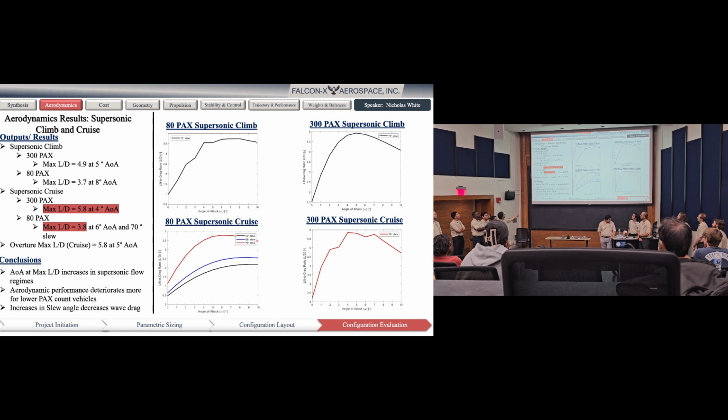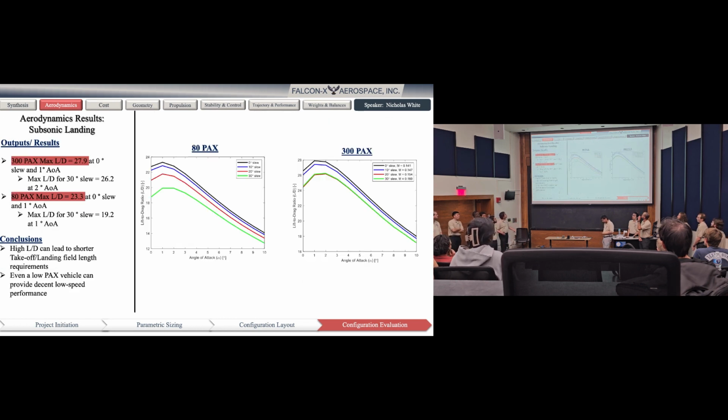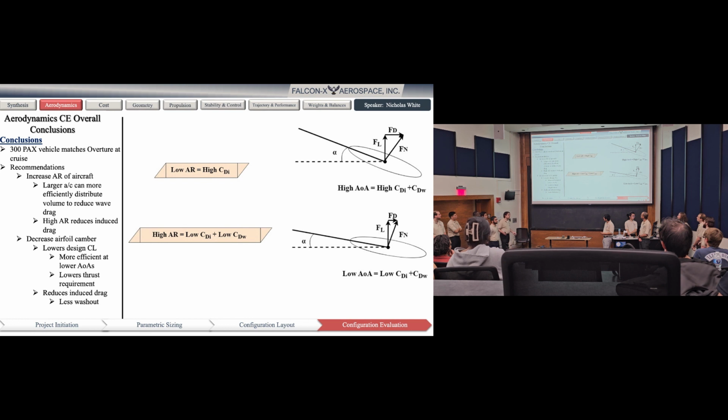But what we can tell is that for our supersonic cruise, our max LFD matches Overture's max LFD of 5.8 using vortex lattice. Next slide. And then this is our landing results as well. We have a 27.9 max LFD for our 300 packs, and for 80 packs it is 23.3. Next slide. Overall conclusions that we can get from this.